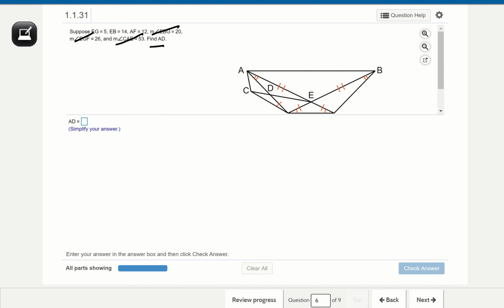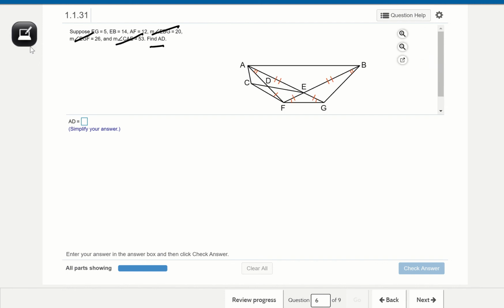They're really just extra. So we got EG is 5. So G, where's G on here? Let me zoom out one more. There you go. Okay, so EG is 5 and EB is 14. Okay, and AF, which is that entire line segment, is 12.